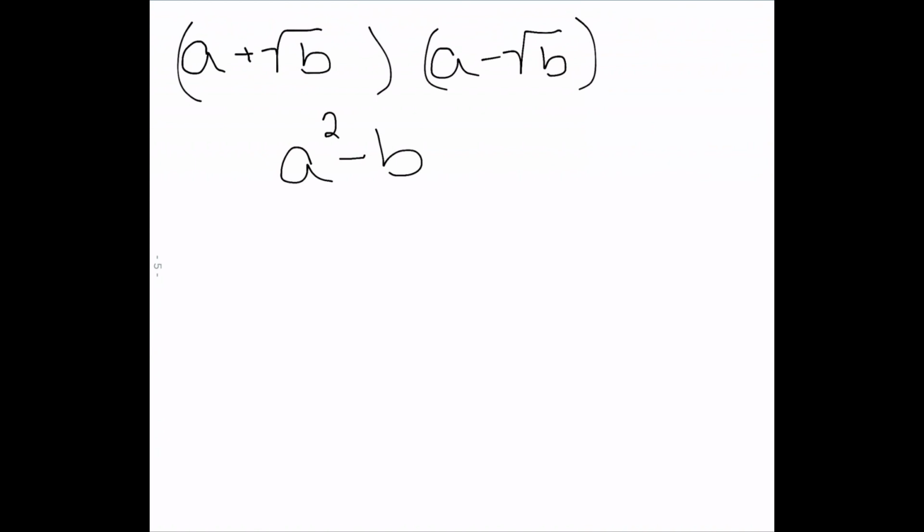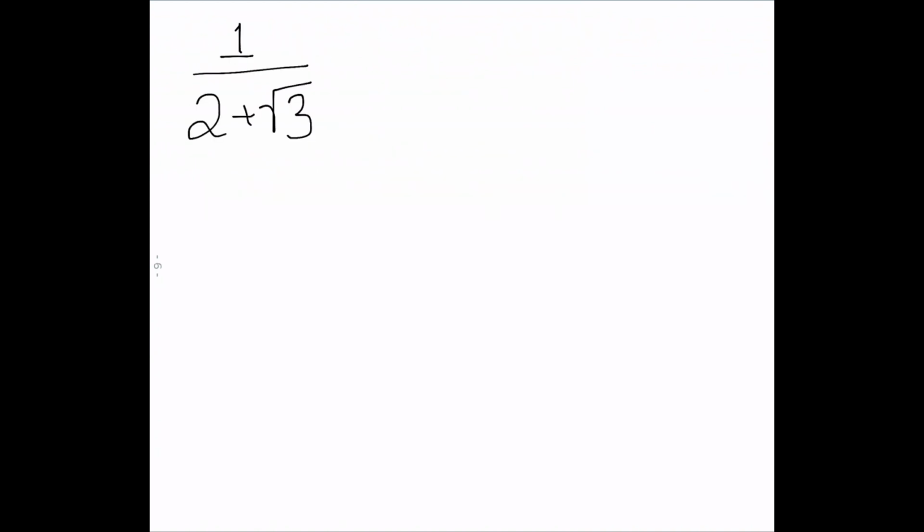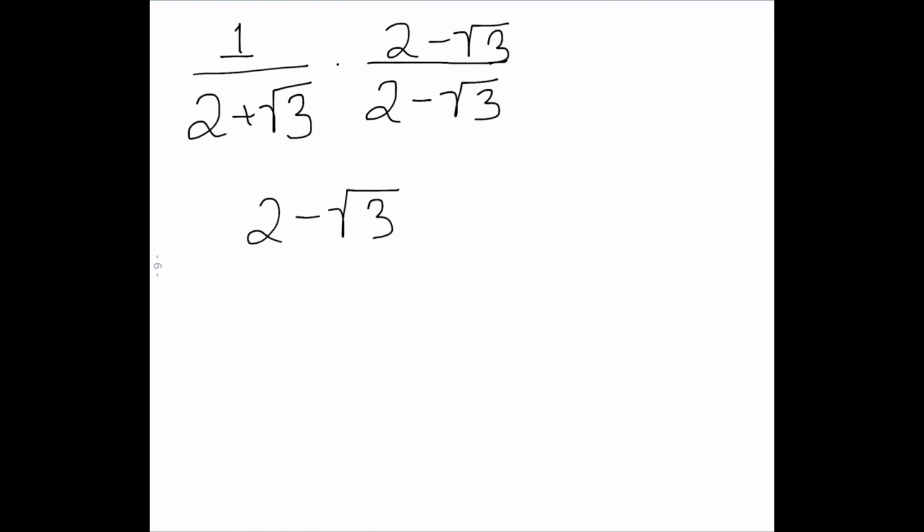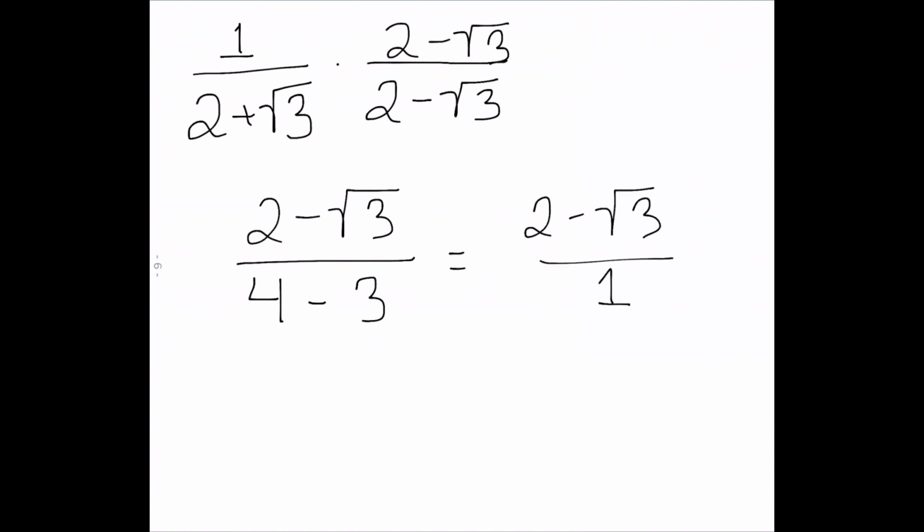But let's look at a few examples using this. 1 divided by 2 plus the square root of 3. Now what I need to multiply by essentially just changes the sign in the middle. On the top, 1 times anything is just itself. And on the bottom, like I said, you would square the first thing, 2 squared, minus squaring the square root, which would just give me 3. So I have 2 minus root 3 over 1, or just 2 minus the square root of 3, which seems much simpler than what we started with.